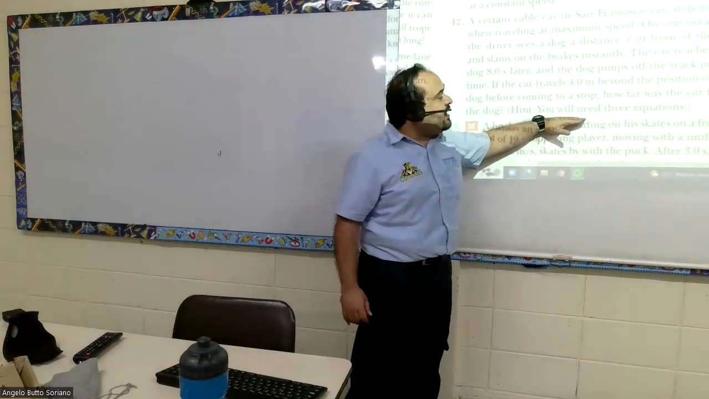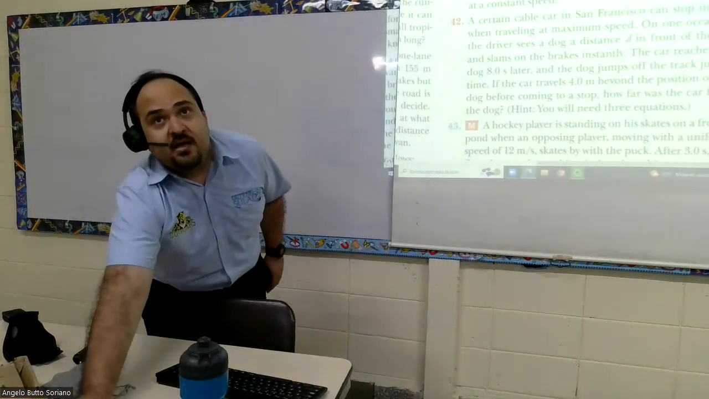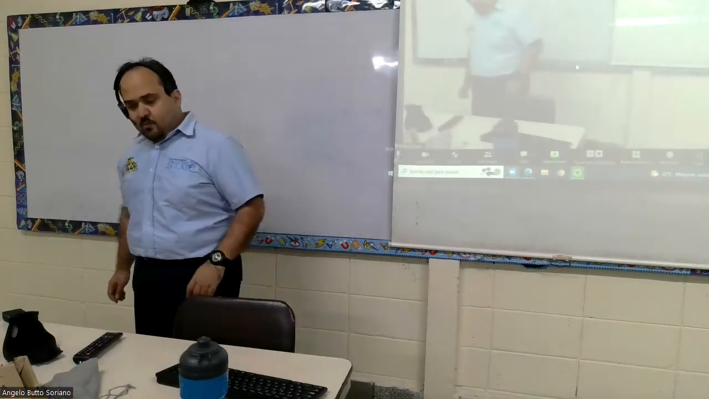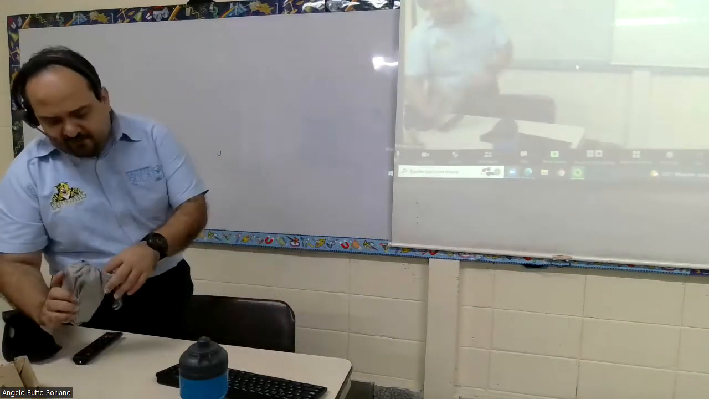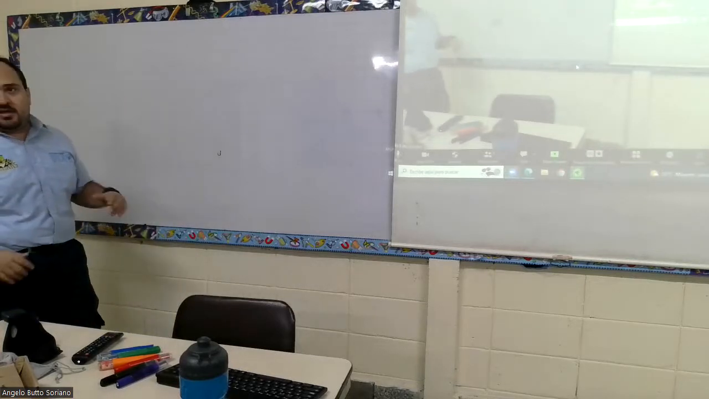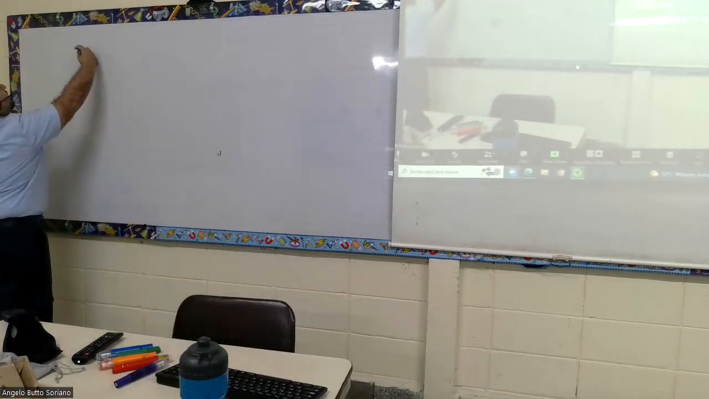Actually, the problem gave us a hint. We're supposed to need 3 equations, and let's see why. The first thing we must do in this kind of problem, even though this is not such a huge problem, is that I strongly recommend creating a free body diagram of the situation with a picture of the problem. At the beginning, this is the cable car.